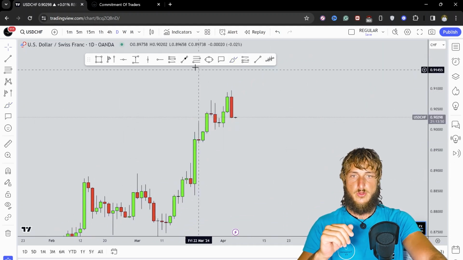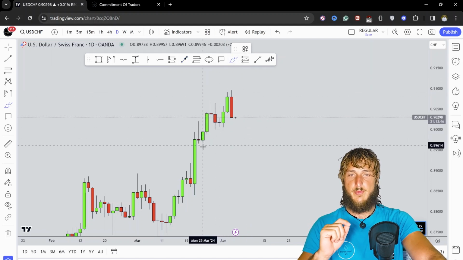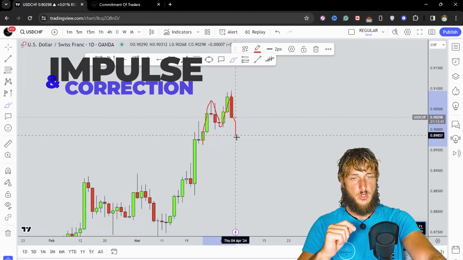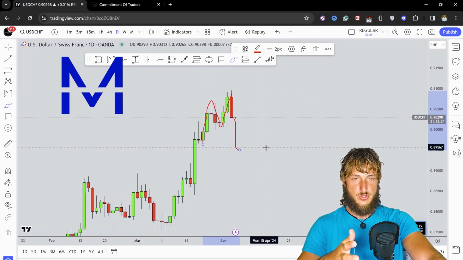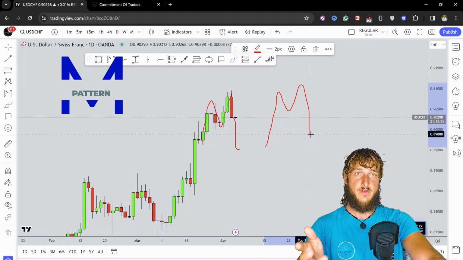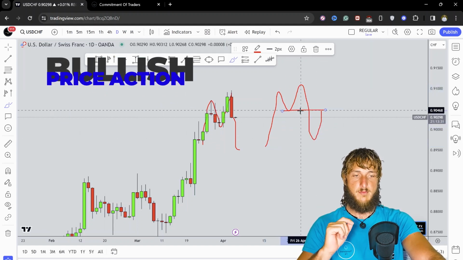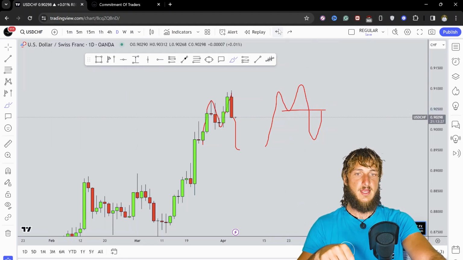Now, continuing with analysis here from a daily perspective, what do we have? Well, if we look at the pattern, we can see impulse, correction, higher high. Now the market is moving lower. If we will see more bearish continuation, we would have the creation of an M pattern. And after the creation of an M pattern, we could expect a potential move higher, completing this M pattern at the neckline, which is the previous support turned resistance from a daily perspective.